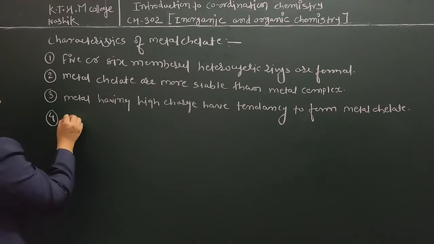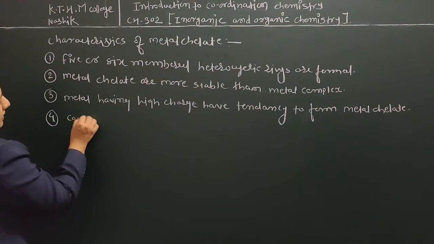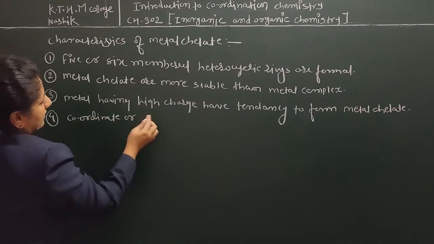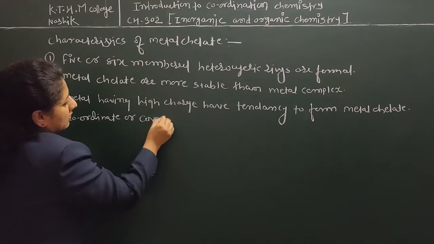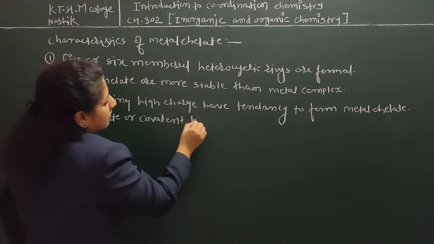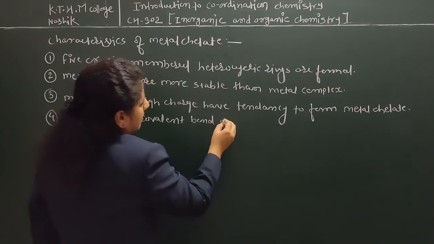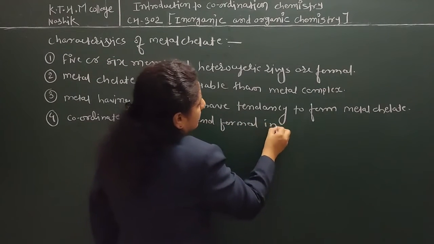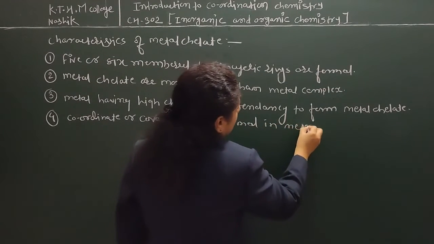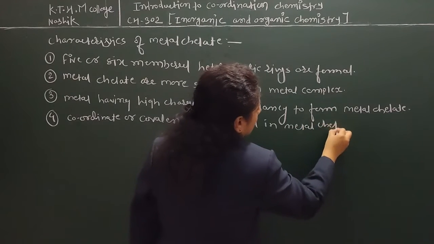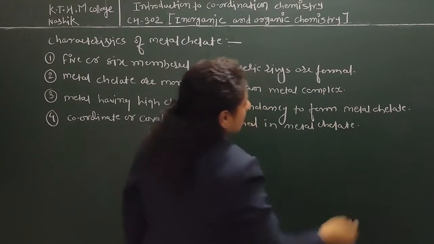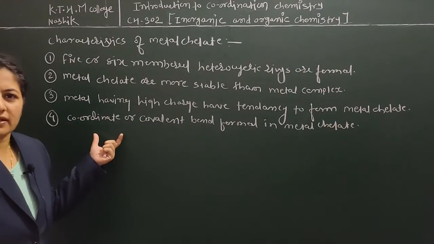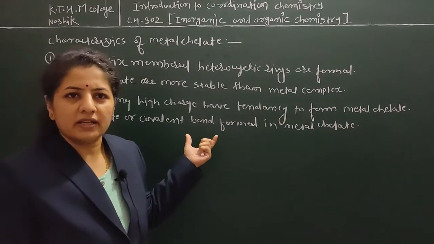Fourth, in metal chelate, a coordinate or covalent bond is formed. So these are the general characteristics of metal chelate.